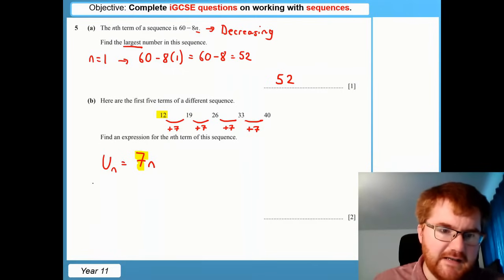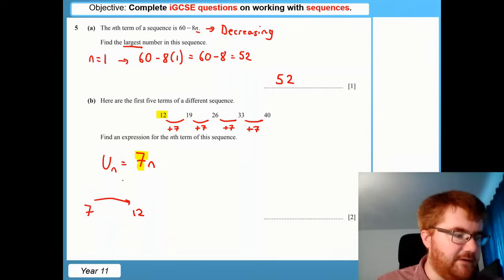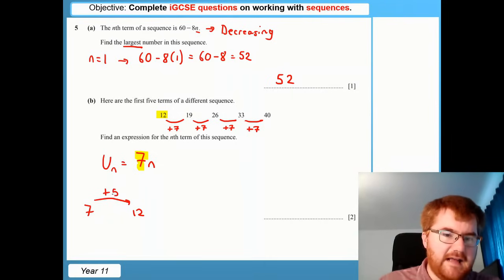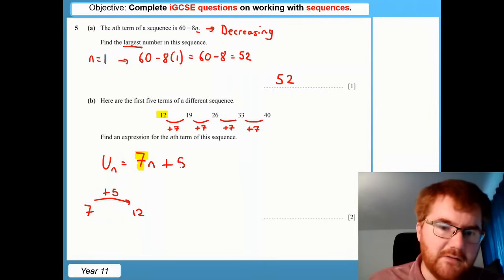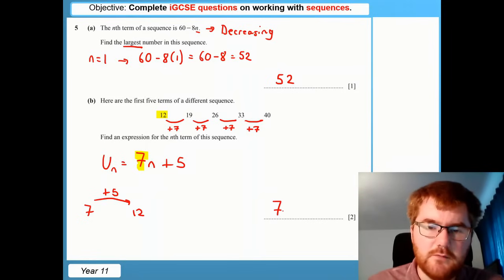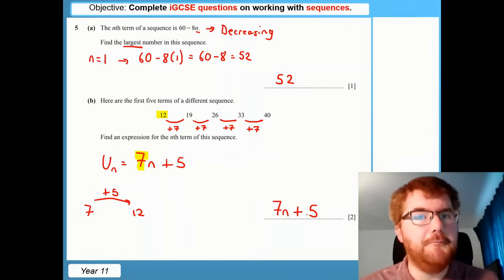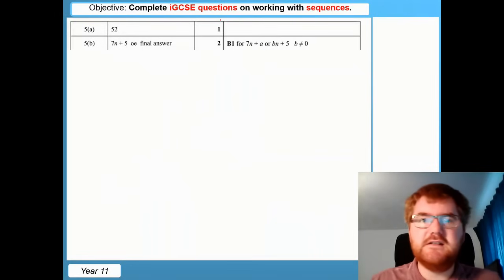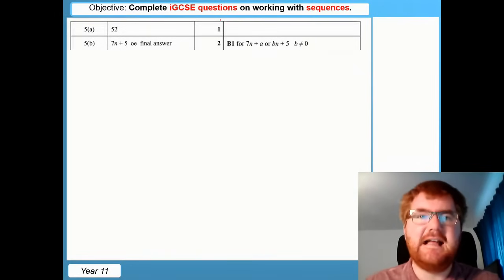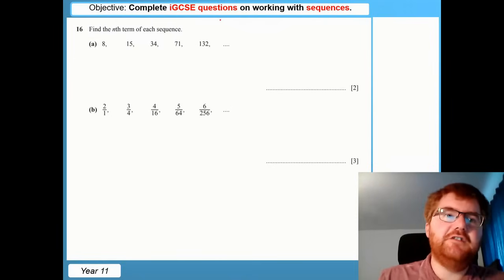So to visualize this, we've got 7, we want to get to 12. What do we add on? And that's going to be add on 5. So our final answer is going to be equal to 7n plus 5, like so. Again, you can check the solution there. You can see they've written it in exactly the same way. And on to the next question.